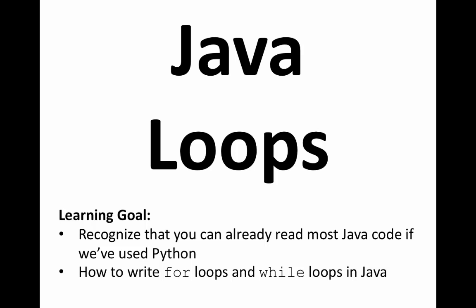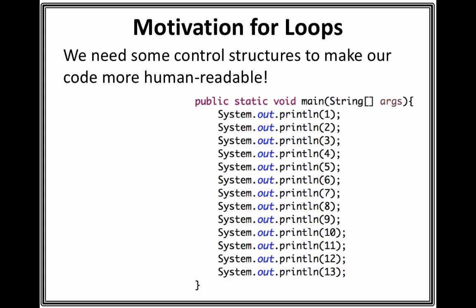Here we're going to look at Java for loops and while loops, assuming you know some Python. Okay, so maybe obviously we need loops. Like here I've got some Java code that prints the numbers 1 to 13. And if you were designing a programming language, you'd be like, this cannot be the easiest way to do this.